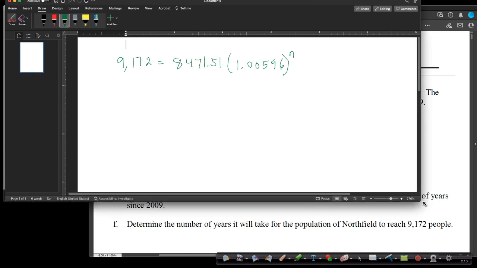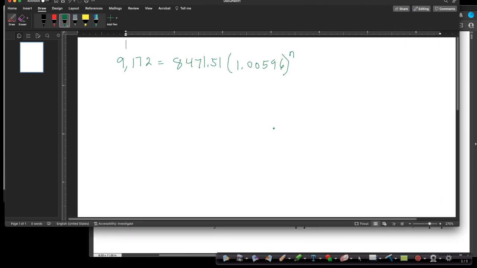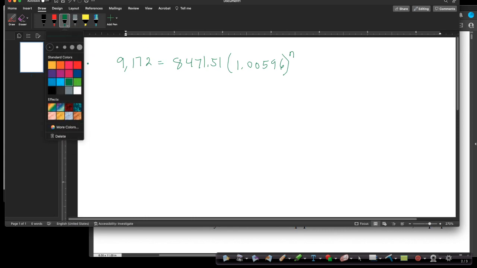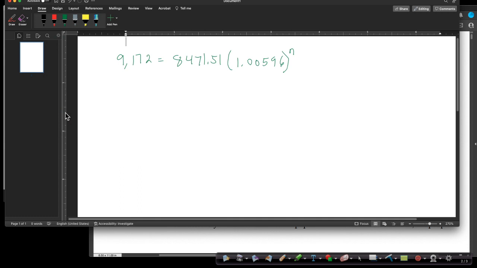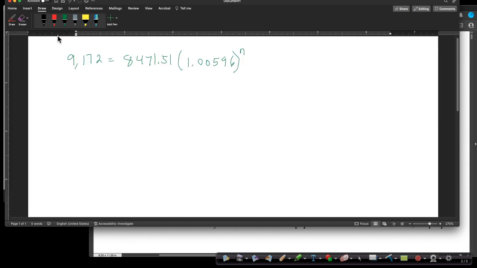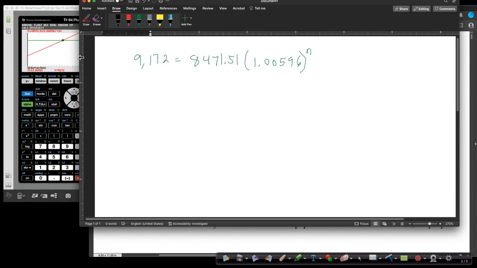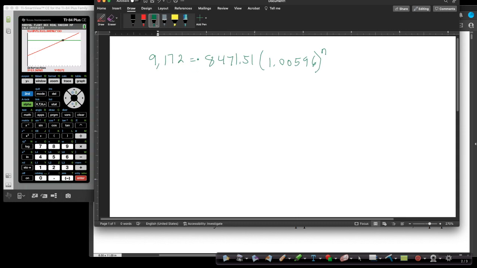So this is our page, and now I'm using the Word tools. Let me close that one. I want to be able to see the calculator because I'm going to need it. Okay, so to solve this equation algebraically, I want to isolate the exponent, so I'm going to divide both sides by 8471.51.